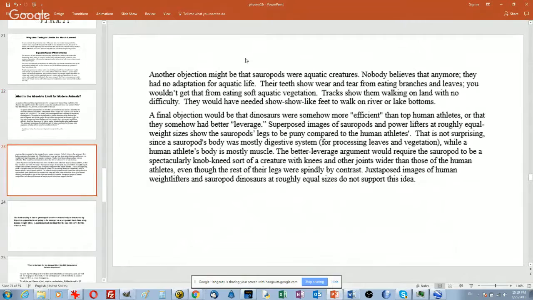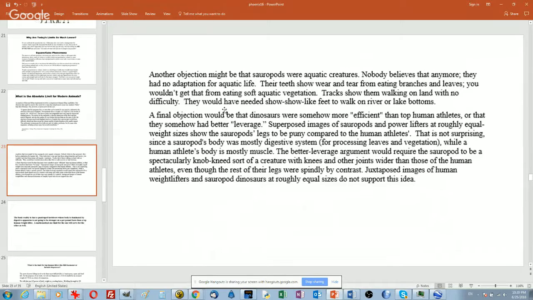Another objection might be that sauropods are aquatic creatures. Engineers in the late 1800s had started to believe that the large dinosaurs must have lived in water as a means of dealing with their weight. But nobody believes that anymore. They had no adaptation for life in water. They would have needed snowshoe feet. The feet they actually had would just go straight into muddy lake bottoms or river bottoms. They would take 2 or 3 steps and they'd be stuck there. That would be the end of it. The teeth show wear and tear like you get from eating leaves and branches. You don't get that from eating water vegetation. And there are a couple of other problems with it. Nobody believes that large dinosaurs lived in water anymore.